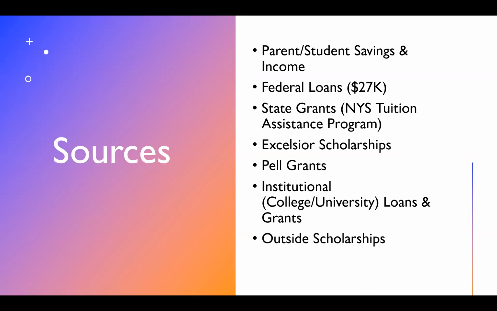So how do we translate that to paying for college? Well, we just talked about the parent and student savings and income and the federal loans. In some scenarios, again, it depends on the income of the family. They may get state grants. So in New York State, we have a tuition assistance program. We have an Excelsior scholarship, federal money, which are Pell Grants.